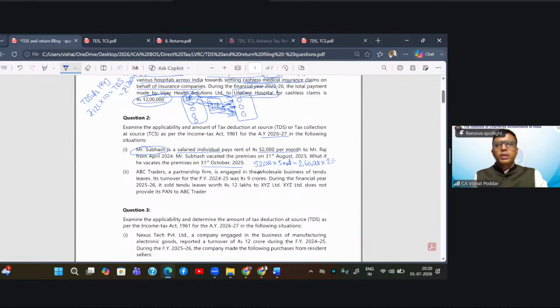So in this case, it will be 52,000 into 7 months. So how much will it become? Correct? 364 into 2%. Perfect. Perfect, everyone. Good. Great. Clear, students? Second part.